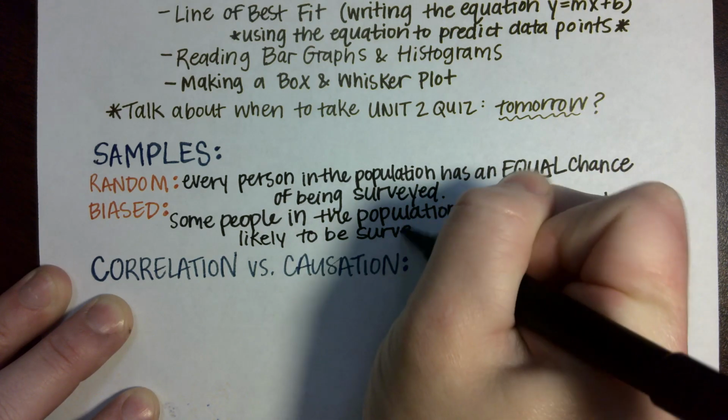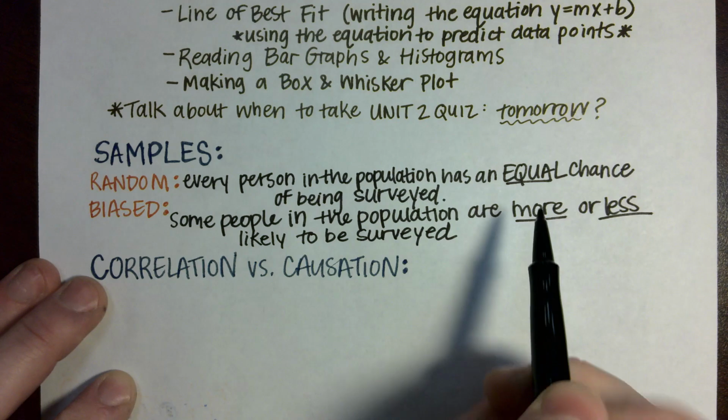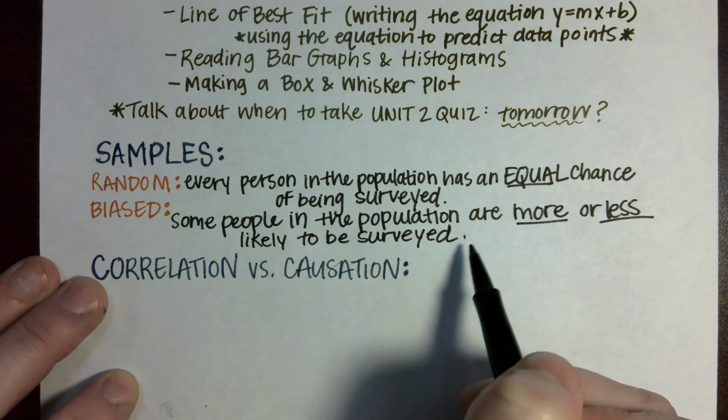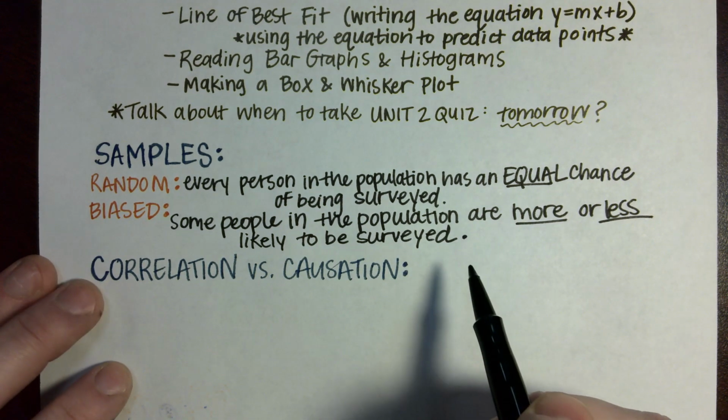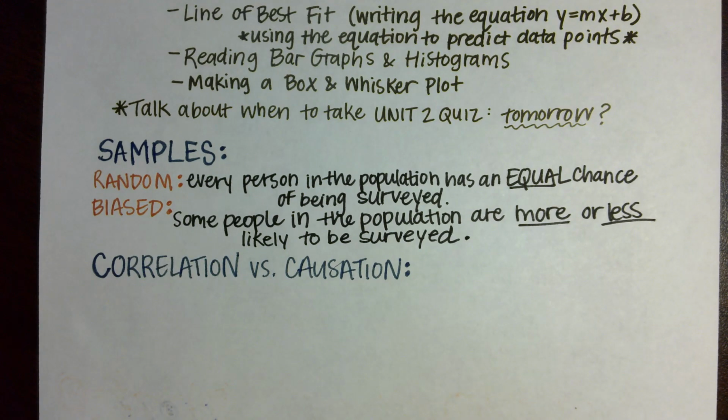Uneven chance of population of people to be picked. Yeah, and you guys don't have to put down this exact definition. If you'd like to explain it in a different way, by all means, that's fine. Just remember, it's not the fact that we're not surveying everyone that makes it biased. It's the fact that not everyone has the same chance of being picked. Whether it's a random sample or a biased sample, we're not surveying everyone.